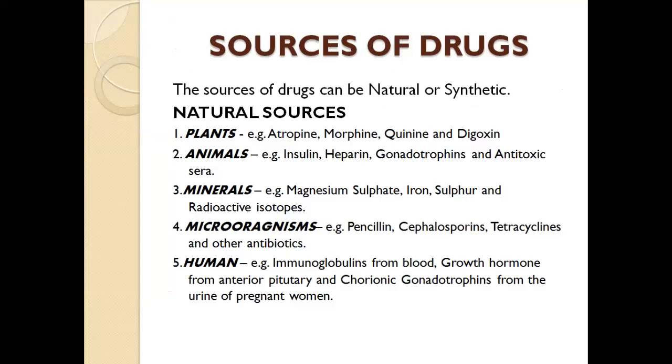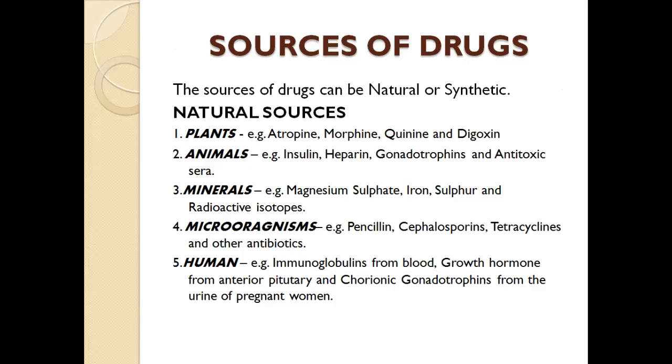Next we move on to sources of drugs. The sources of drugs can be natural or synthetic. What are the natural sources? One, we can receive from plants. Examples of those drugs are atropine, morphine, quinine and digoxin. Please remember these names, it is a very important question.